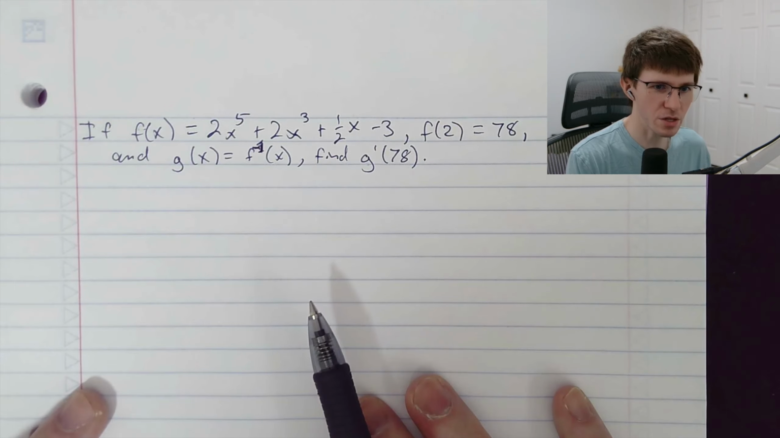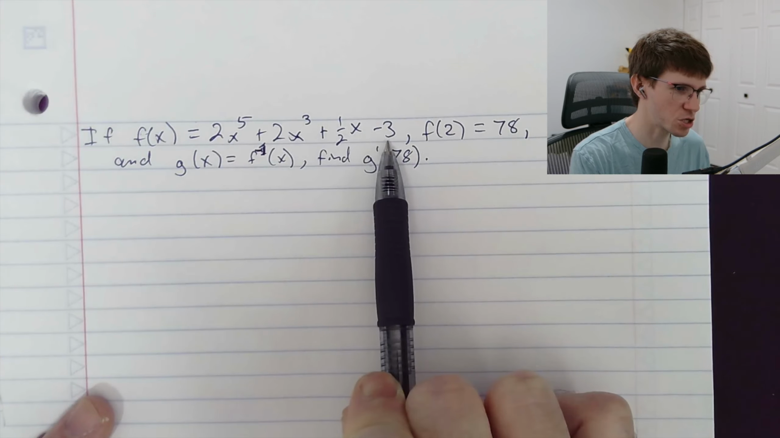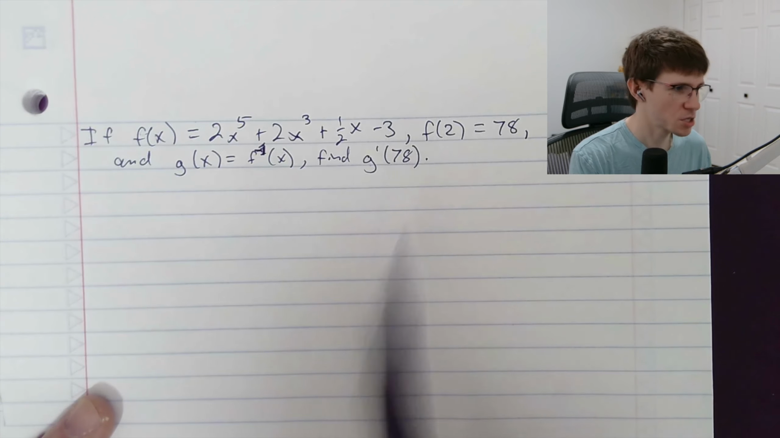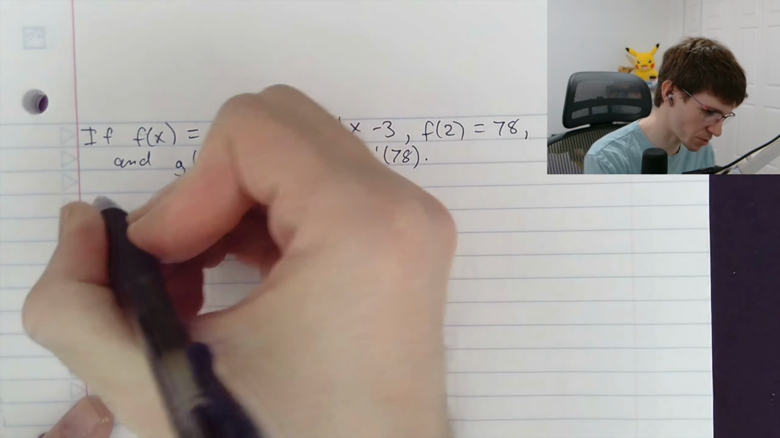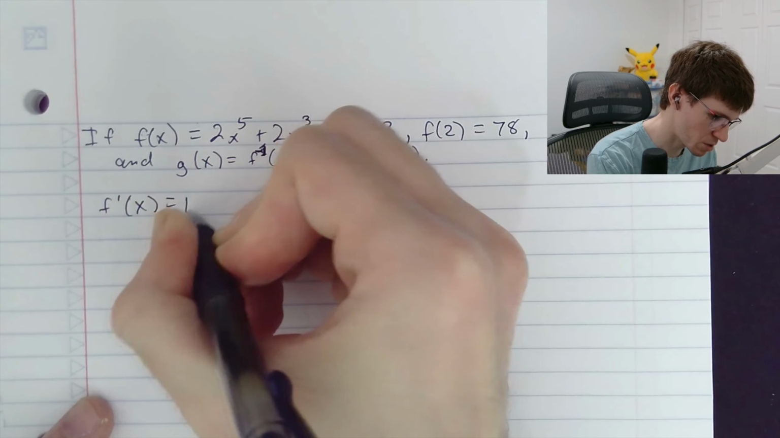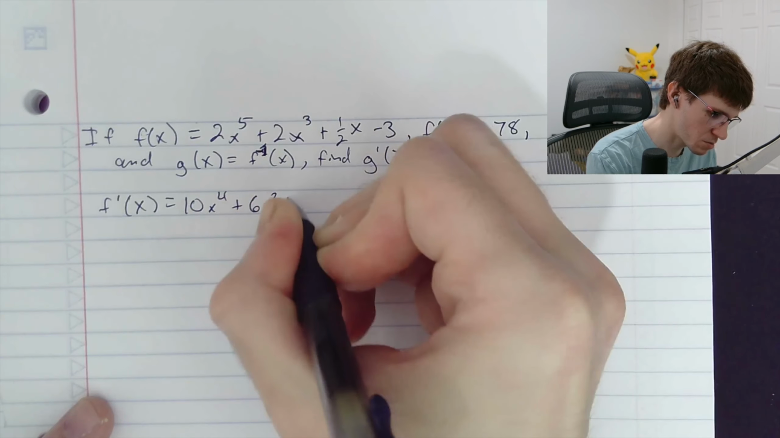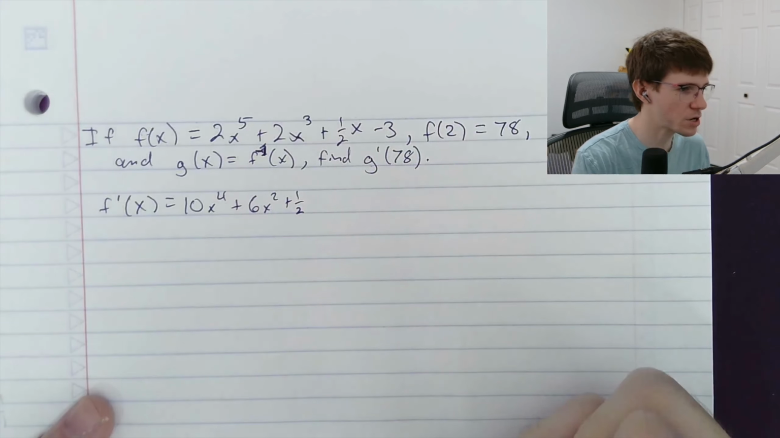So first of all, why do we need these formulas in the first place? We need these formulas because even though we know that this function has an inverse, we don't know what that inverse is. So how do we know that this function has an inverse? Well, we're going to have to take the derivative of this thing later in the problem anyways, so let's just go ahead and do it. We're going to get 10x to the fourth plus 6x squared plus 1 half, our basic power rule there.